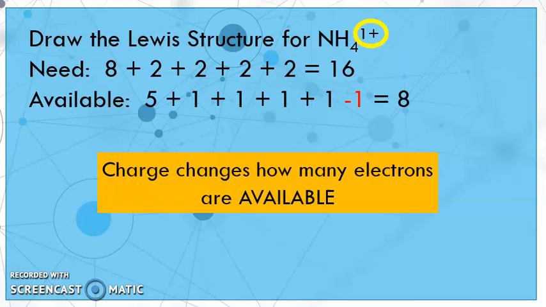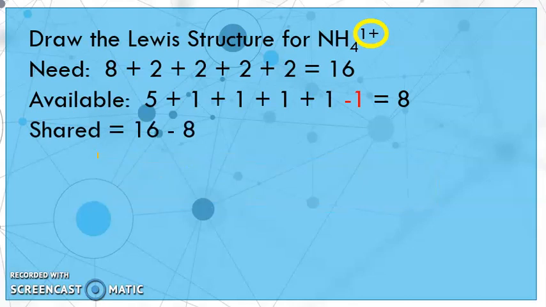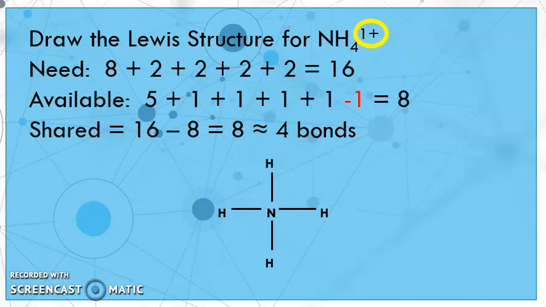Let's find out how many we're sharing. So need minus available gives us a shared number of electrons of 8, and that should be approximately 4 bonds. Now let's start to draw this structure. The first thing I'm going to do is to lay out the atoms as symmetrically as possible. Nitrogen will go in the center with the hydrogens around the outside. Now I'm going to try and connect everything to the center using my 4 bonds. And here we go. I've used up all of my 4 bonds, and I'm pretty much good to go here. I just drew in with those 4 bonds 8 total electrons, and I have only 8 available electrons to draw. That means I don't owe my structure any dots of any kind.